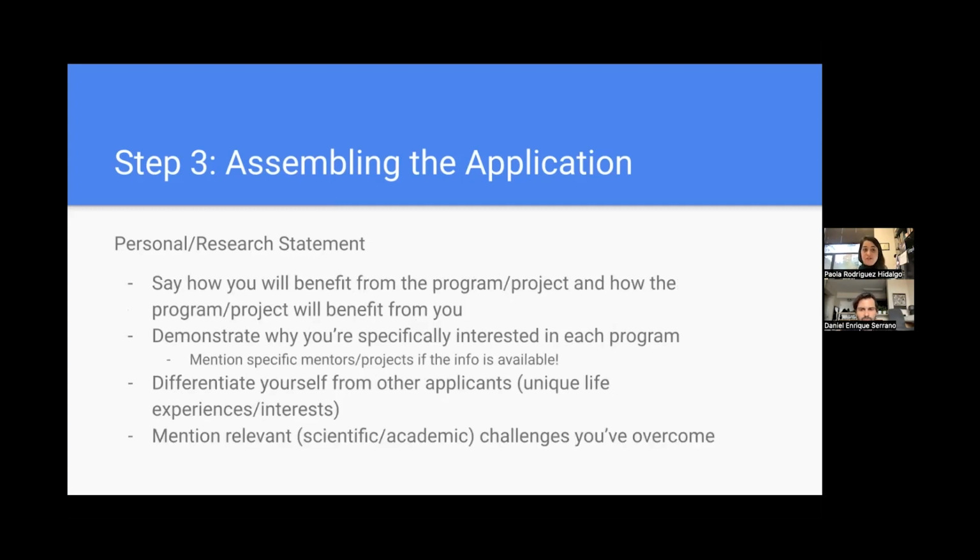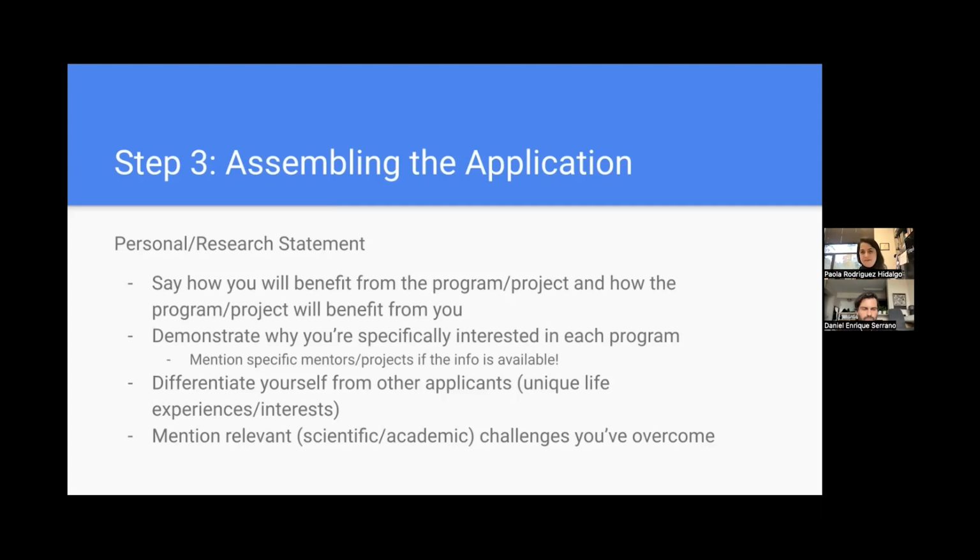Okay, more things that you should include in this personal research statement. The program is going to benefit from having you. You belong here, and you also are going to benefit from the program. So be specific about how this perfect match is where you are actually going to be helping them and they're going to be helping you. So what are the mutual benefits that this connection between you and the program is actually going to have at the end, right?